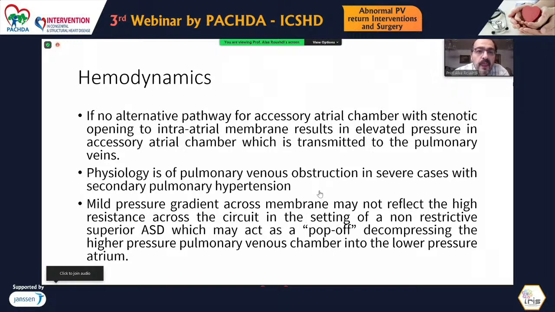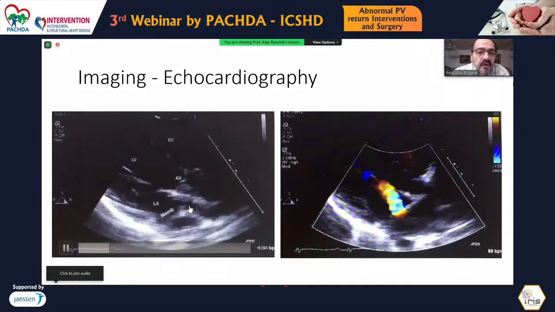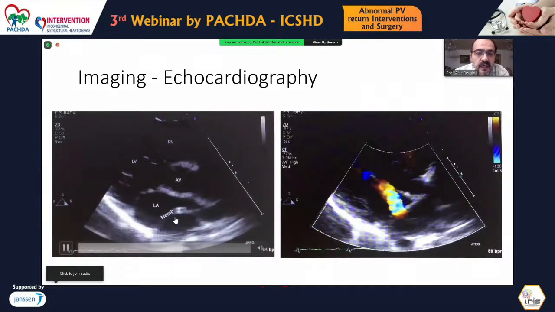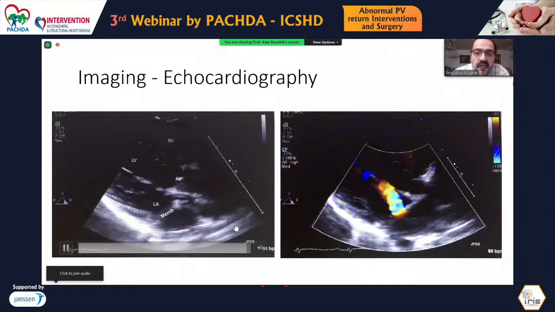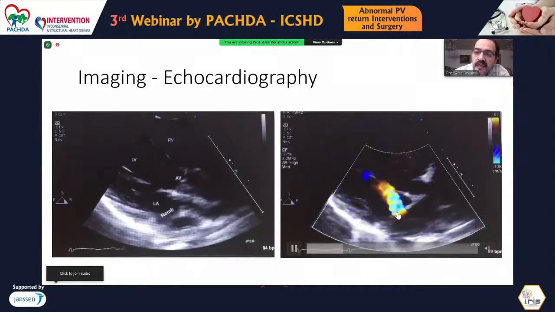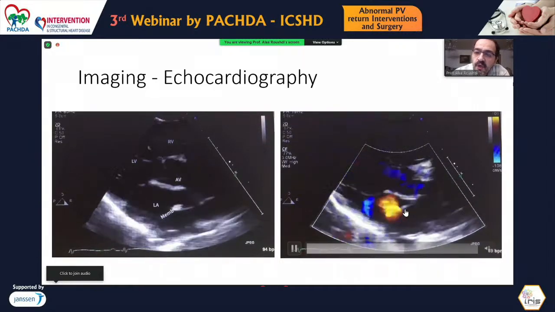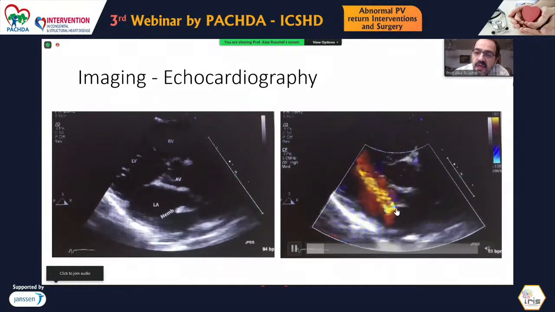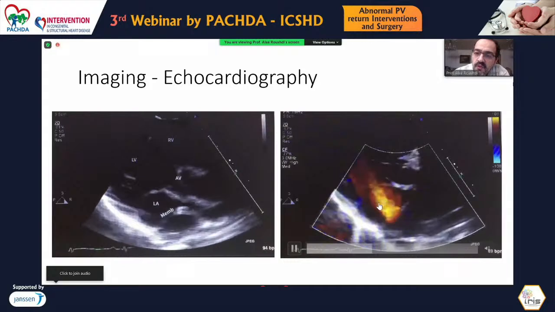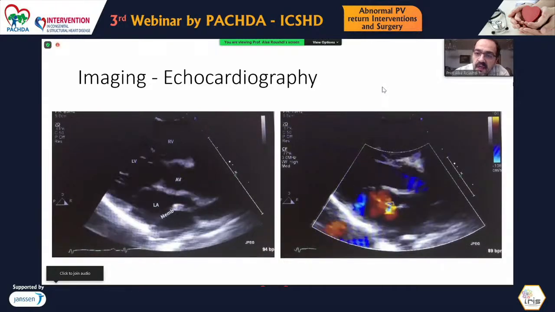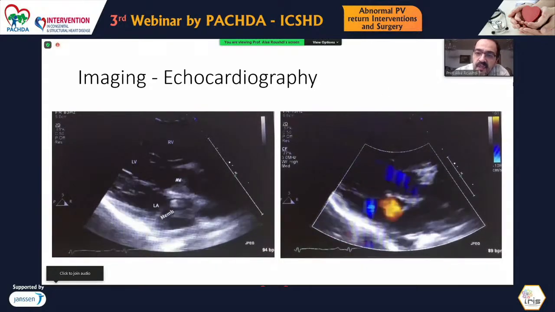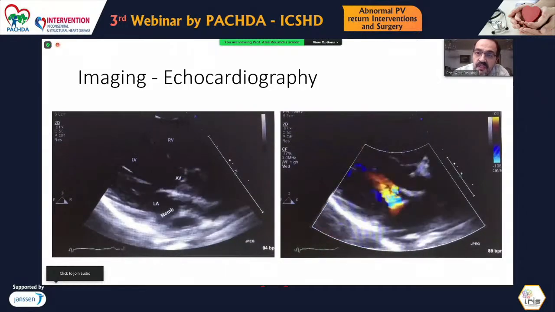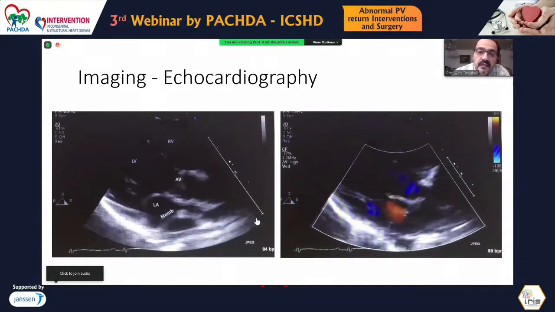Here is a parasternal long axis where we can clearly see the membrane. And if we put color here, we can see the high turbulence flow communicating the accessory chamber to the true left atrium. And this high turbulence denotes a very obstructed membrane, and one can expect the presence of a similar physiology as pulmonary venous obstruction or mitral stenosis in these cases.